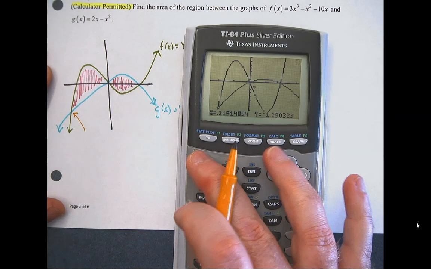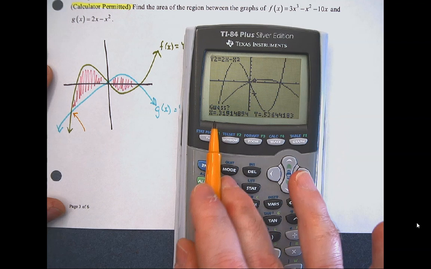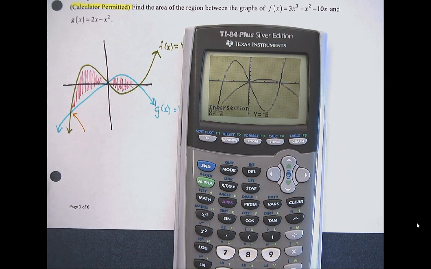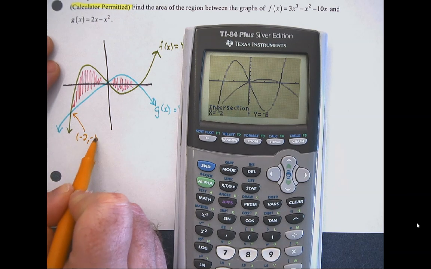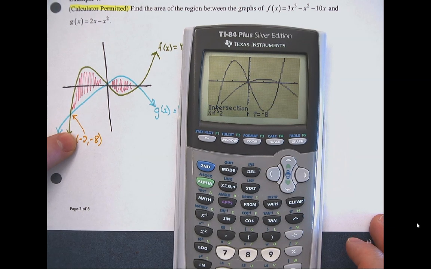Hopefully it's going to be nice. Second calc, intersect. Remember, you can hit enter, and then when it says guess, you can guess where that is. I think it's around -2. Let's see if I was accurate. Yep. This is the place, -2, -8. I don't need to store that as anything. I can plug in -2 and -8 if I need to.